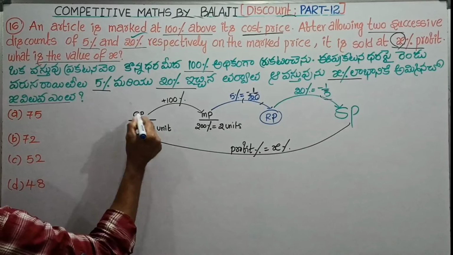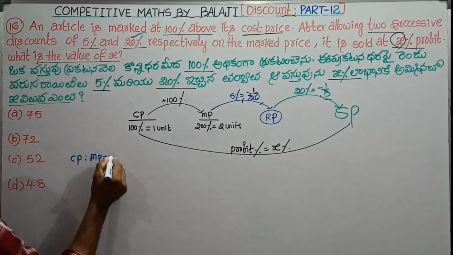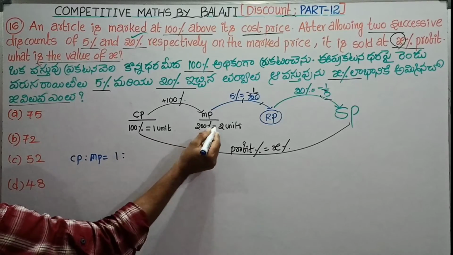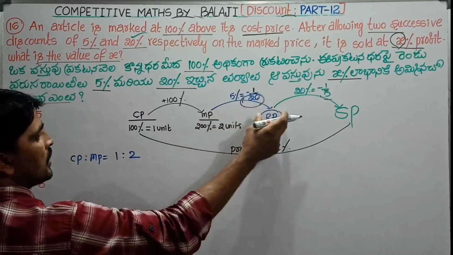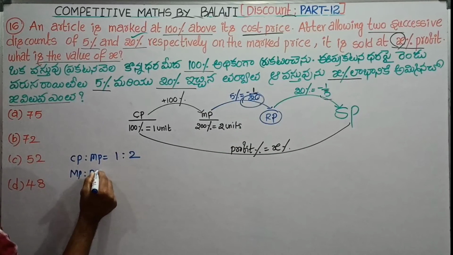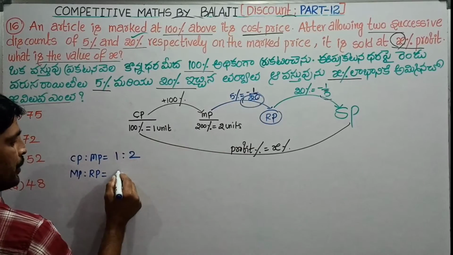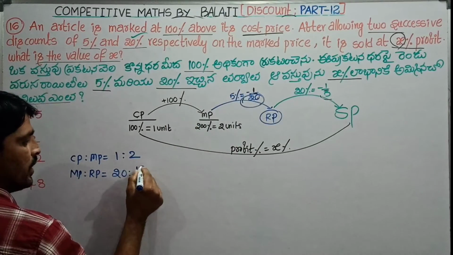Now consider cost price to market price ratio. If cost price is 1 unit, then market price is 2 units. And consider market price to reduced price. If market price is 20 units, reduced price is 1 unit less than the 20, that is 19 units.